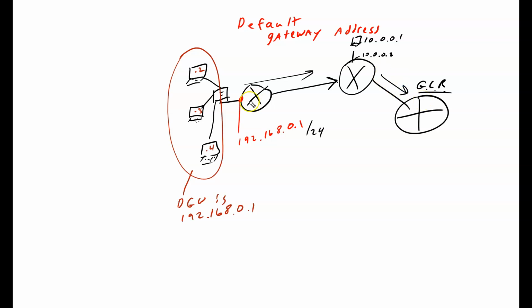But the thing we want to know about is this guy right here, the default gateway, which is the address on the router, the port to the router that is the nearest port to that network of computers.